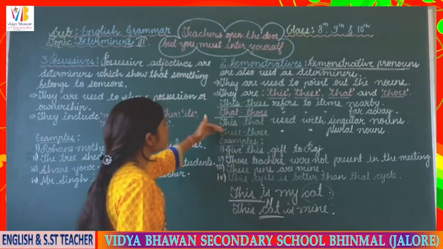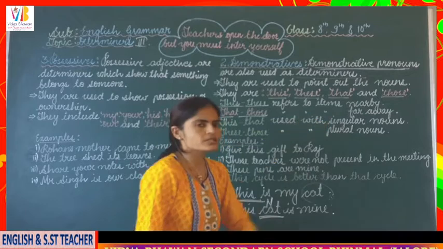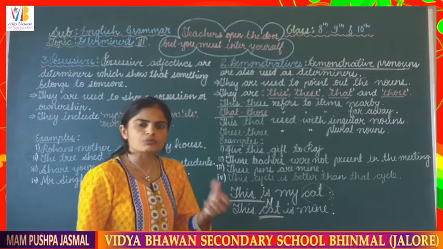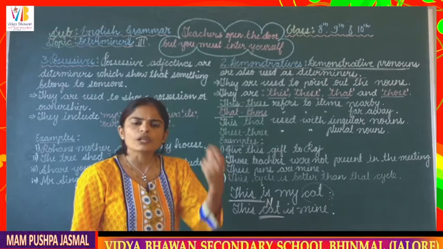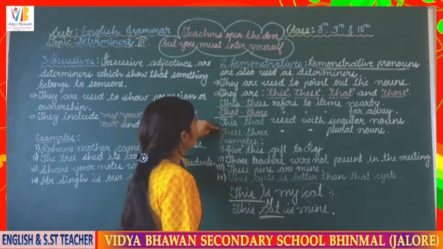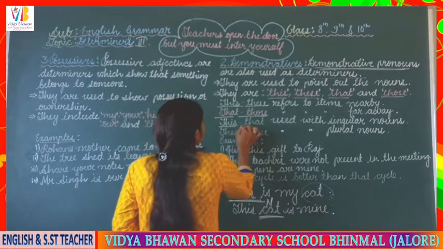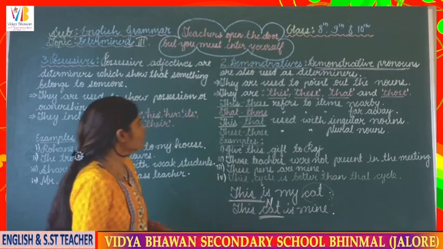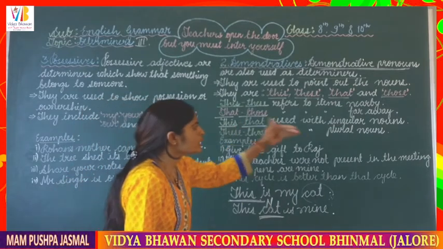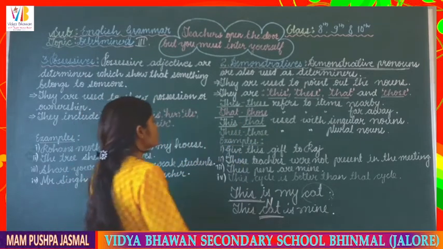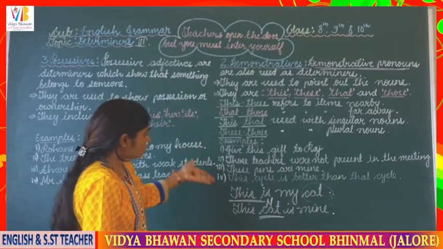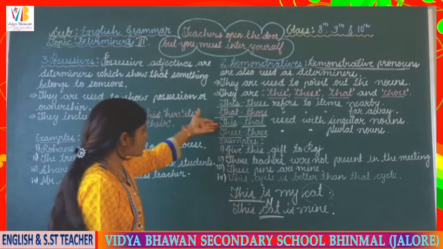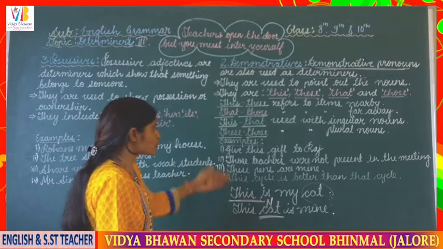Again, this and that are used with a singular noun. When the noun is one, whether a boy, a pen or a place, for a single noun we will use this and that. And whenever the noun is plural in number, in that situation we will use these and those. I think with examples I'll make this concept clear. Let us move towards the examples.